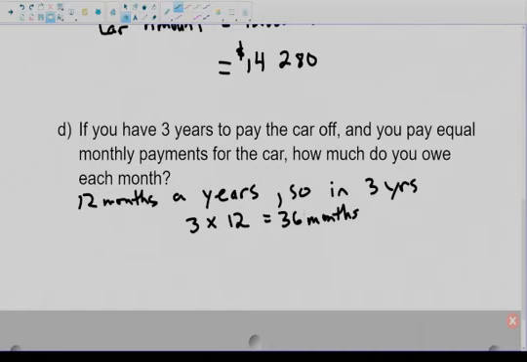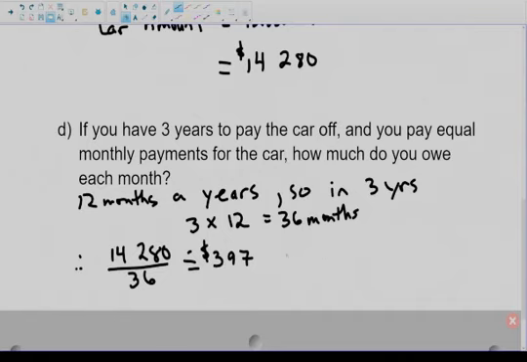Well, I have to break this total down by how many payments each month. So that means I'm going to be dividing by 36. So if I take 14,280 and divide by 36, that's going to give me how much I have to pay per month for this car. And that would be, I'm just going to do this off screen again. That gives $397 if we round it off. So this car, if you have a 3-year loan, is going to cost you $397 per month.